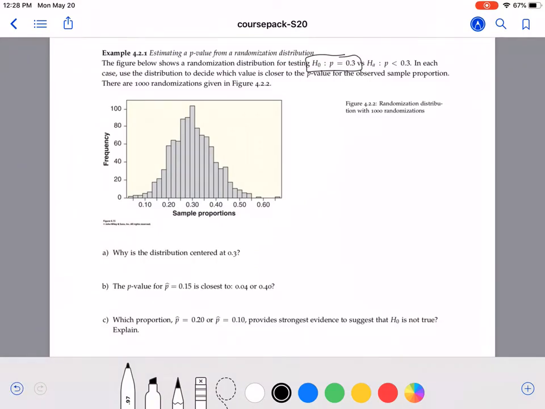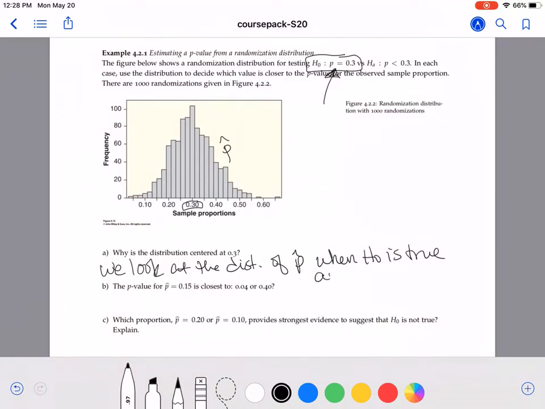So the first question is, why is this centered at a value of 0.3? That's because what we're simulating is what we'd expect if this is true. And if that value is true, our p-hat values that we're seeing in the picture should center around that true value. So the first answer is just that we look at the distribution of p-hat when the null is true, and the null value is 0.3. So these will always be centered at whatever we're testing for in the null.